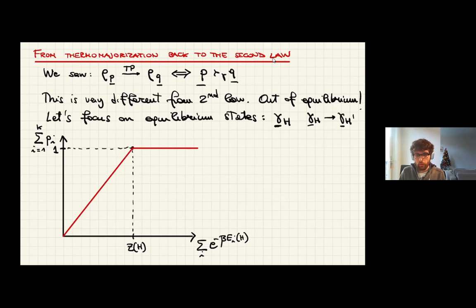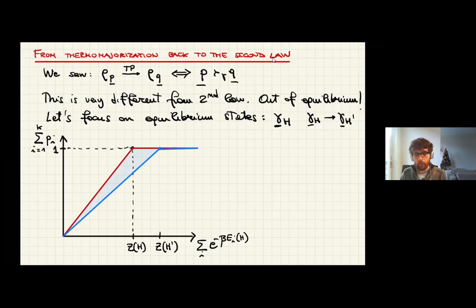Now you can do this with different equilibrium states with different Hamiltonians. For example, I now have my Hamiltonian H prime, so I'll do the same. I will put here my partition function with respect to H prime. This defines a point, which is going to be here. And then I draw the corresponding curve.